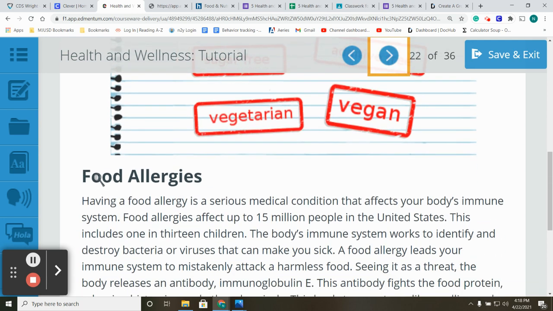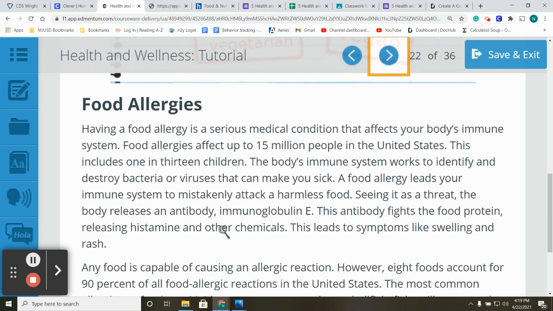Food allergies. Having a food allergy is a serious medical condition that affects your body's immune system. Food allergies affect up to 15 million people in the United States. This includes 1 in 13 children. The body's immune system works to identify and destroy bacteria and viruses that can make you sick. A food allergy leads your immune system to mistakenly attack a harmless food.